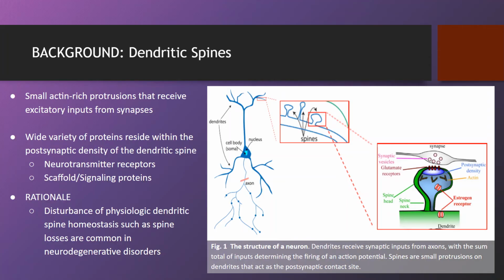Dendritic spines are small actin-rich protrusions on neuronal dendrites that receive most excitatory inputs from synapses. Previous studies have demonstrated that a disturbance of physiologic dendritic spine homeostasis, such as spine loss, is common in neurological disorders. Moreover, cross-sections of spines reveal that a wide variety of proteins, ranging from neurotransmitter receptors to scaffold proteins, reside within a postsynaptic density of the dendritic spine. The presence of actin and other signaling molecules further demonstrates the organizational complexity of dendritic spines and their importance in the neural connectivity changes in development.